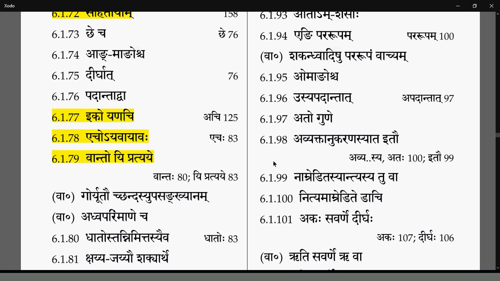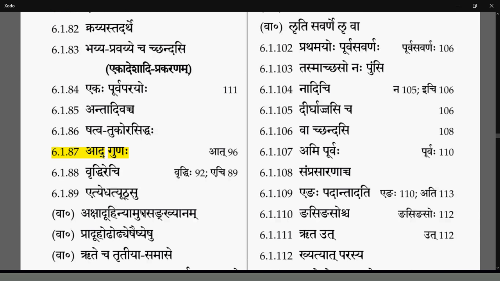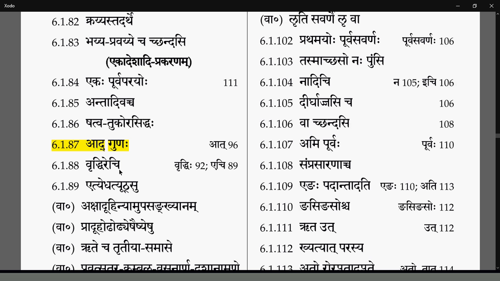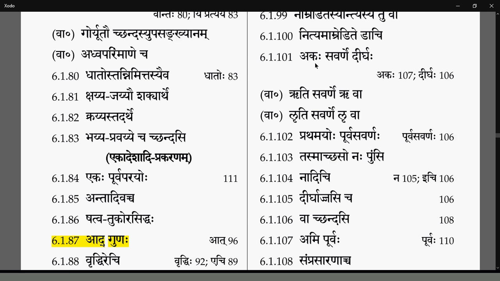And this sutra, akasavarna dirgha, is 101. It is well within that range. So ak is a pratyahara: a, i, u, ri, lri. So for all of these, where avarna is also included, this avarna of a is included in ak. In ak, a is a part. Therefore, avarna is a part of ak. That ak is broader than avarna because it includes i, u, ri and lri also.